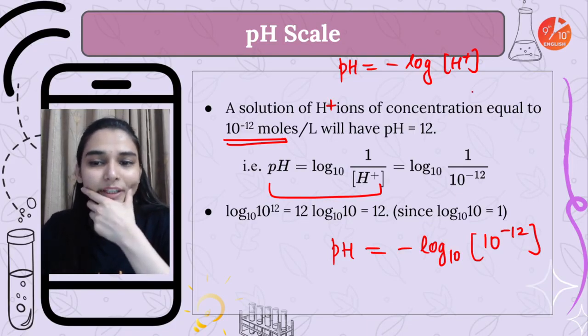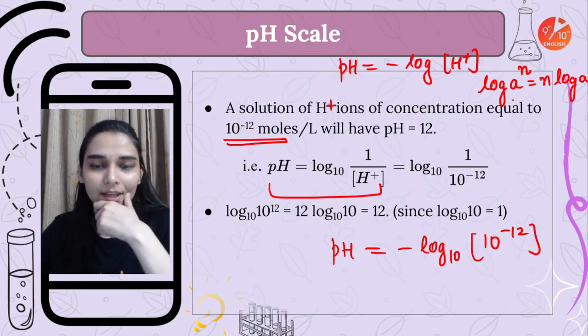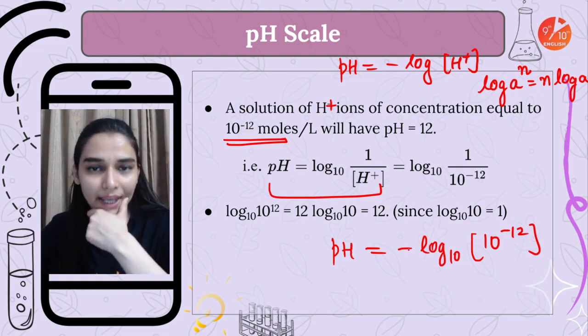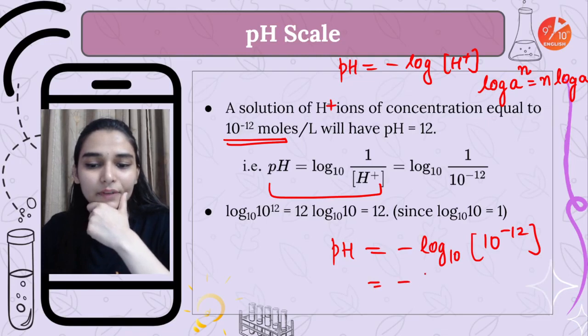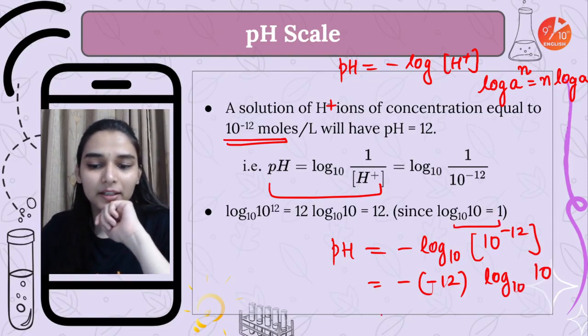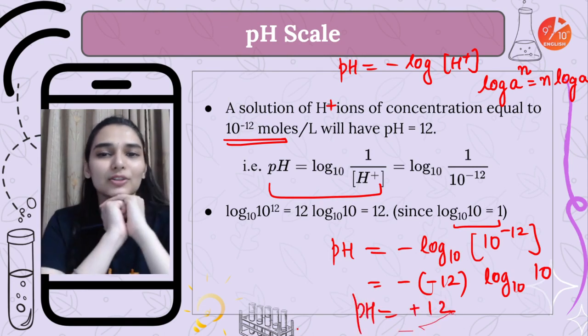So this is simply a property of log. देखो, log a raised to power n can be written as n log a. I'm going to use that property. So this minus 12 will come here. Okay, so it will become minus 12 log base 10 10, and log base 10 की value होती है 10, 1. So this will become plus 12. So pH of this solution would be 12.